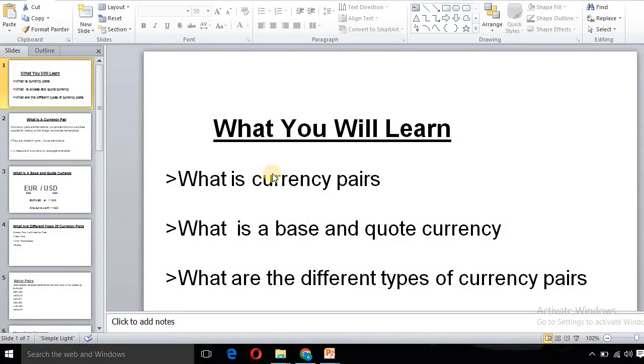Moving on, what we will learn today is what is currency, what is a base and a quote currency, and what are the different types of currency pairs.